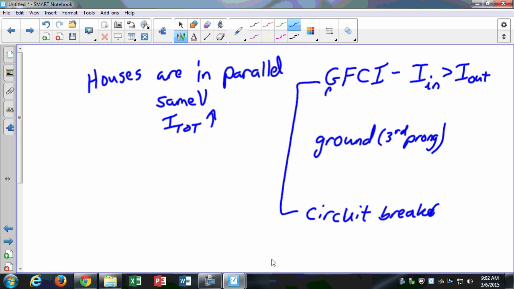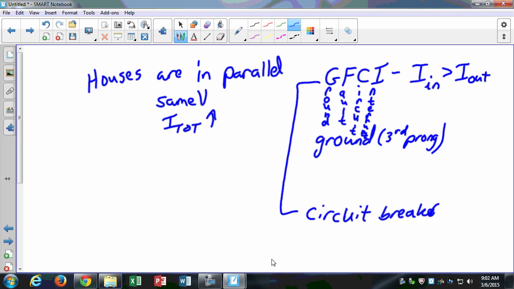Ground fault circuit interrupt. It interrupts the circuit. You'll see that sort of ground fault circuit interrupt. All right, it measures those 2 currents, and if they're ever different, it turns the circuit off.